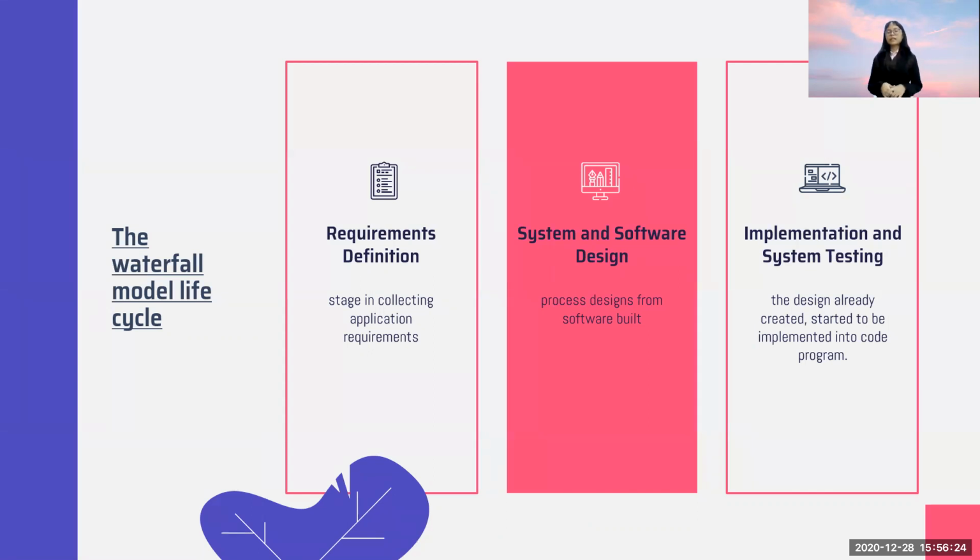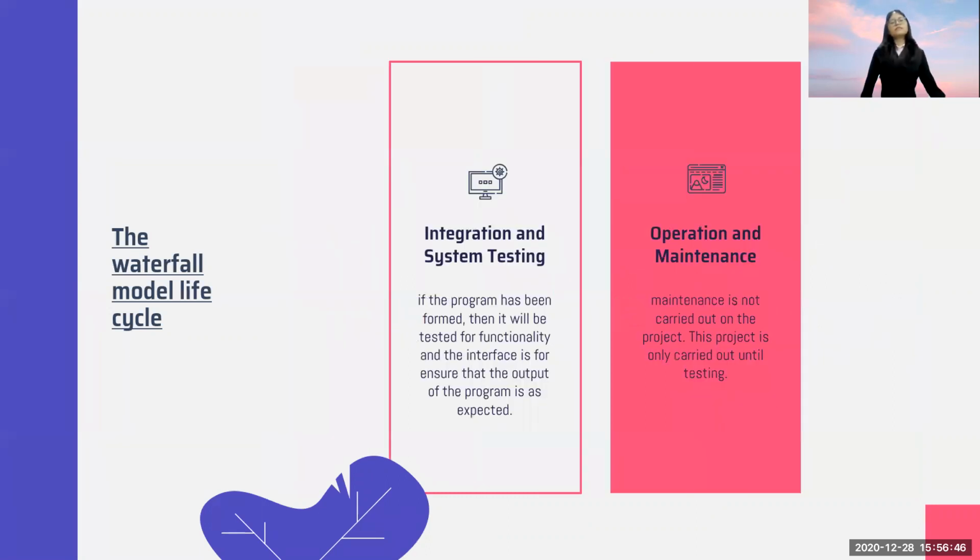implementation and unit testing. When the design has been created from the stage before, we start to implement it into program code. Like we know, we use the PHP programming language. And integration and system testing. If the program has been formed, then it will be tested for functionality and interface to ensure that the output is as expected.